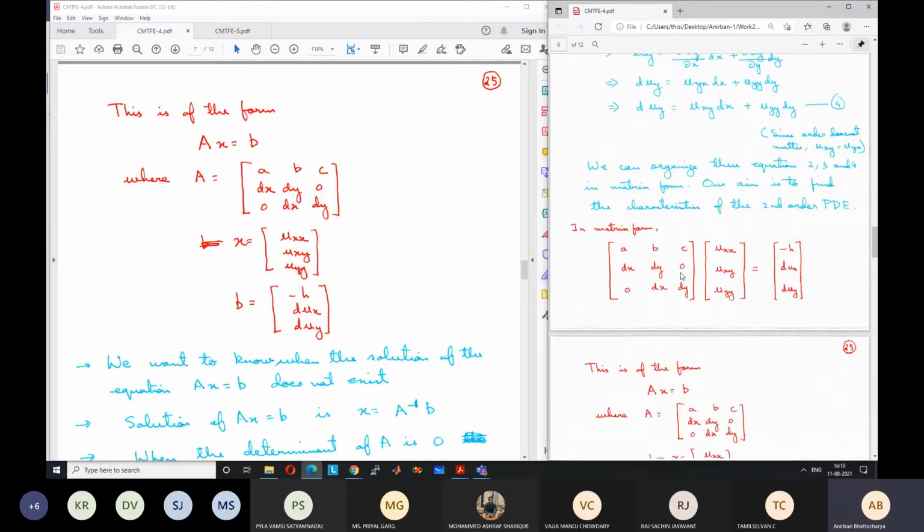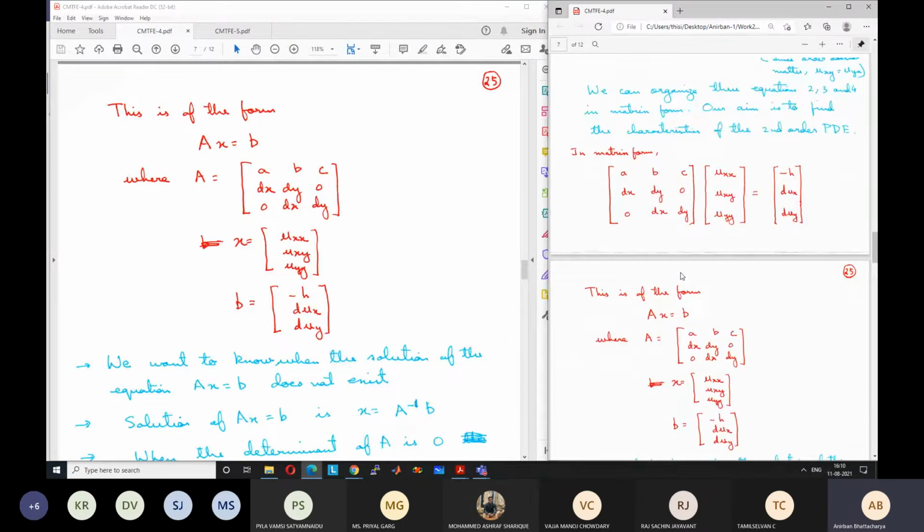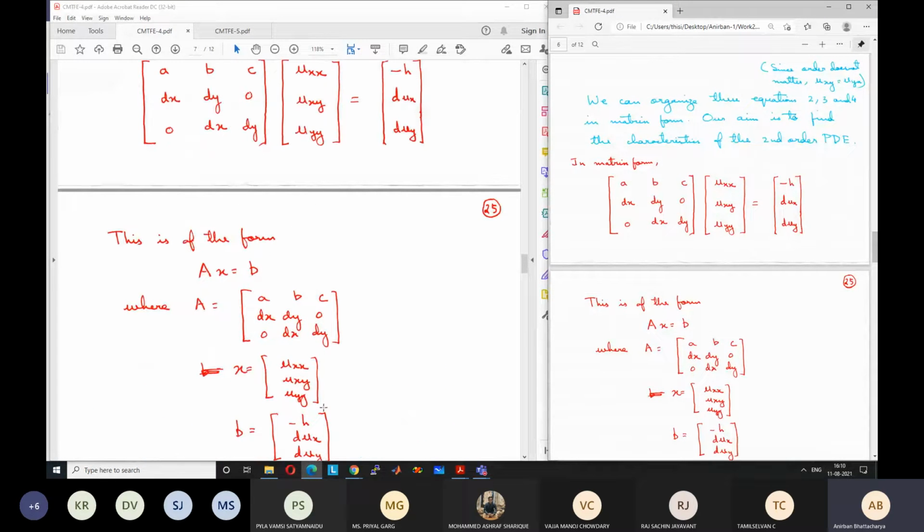We want to know when the solution of this equation Ax equal to b does not exist. Why? Because solution does not exist means we cannot find the values of uxx, uxy, and uyy. So there may be some location where we cannot find these values. It means that they are discontinuous at that point. That means those points constitute our characteristic line. If we can find some point where the solution for uxx, uxy, and uyy does not exist, then we can call that the characteristic line. Again, I will reiterate that this is the discontinuity in the second order term, not in the variable u itself.